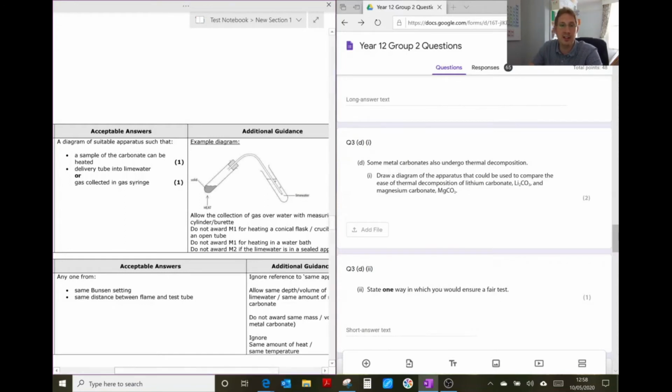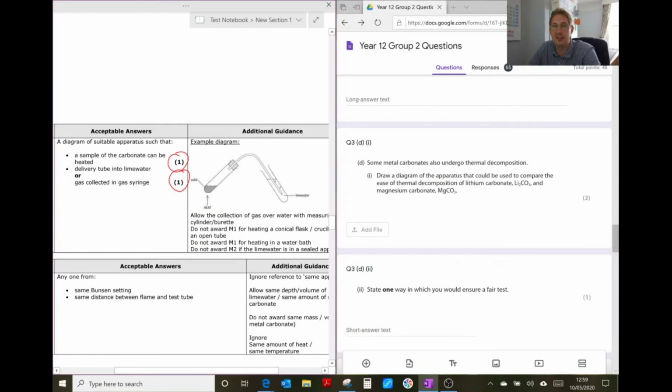So you just need some diagram showing suitable apparatus in which a sample of carbonate can be heated, 1 mark, and either a delivery tube going into the lime water or gas collected in a gas syringe for the 2nd mark. Not collecting it in a test tube. Loads of people not putting the delivery tube into the lime water. You don't get that. Don't award if the lime water is in a sealed apparatus.